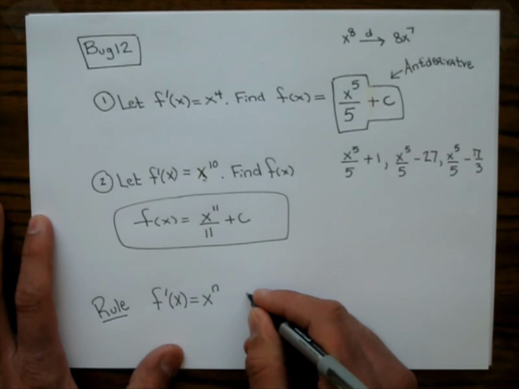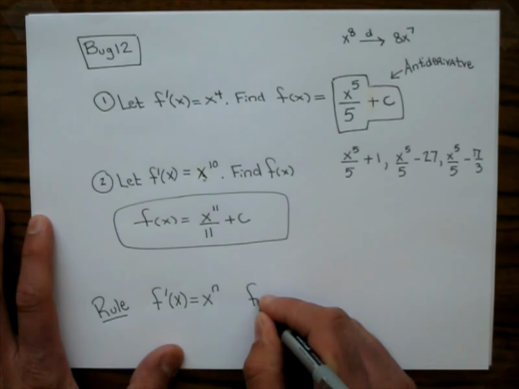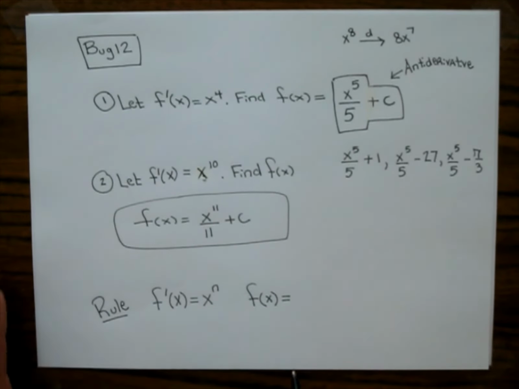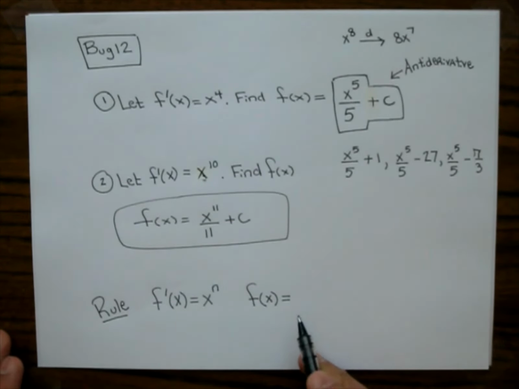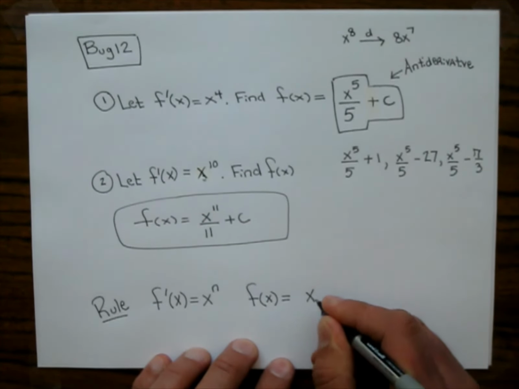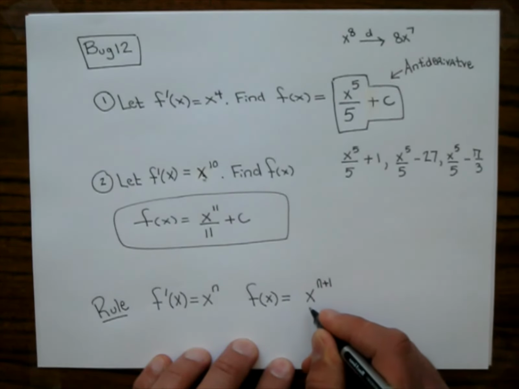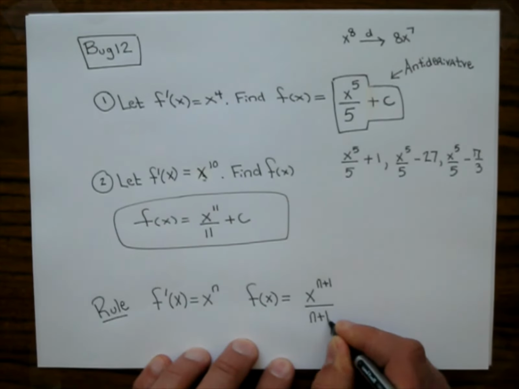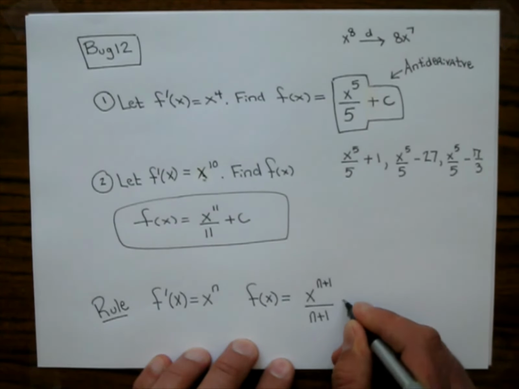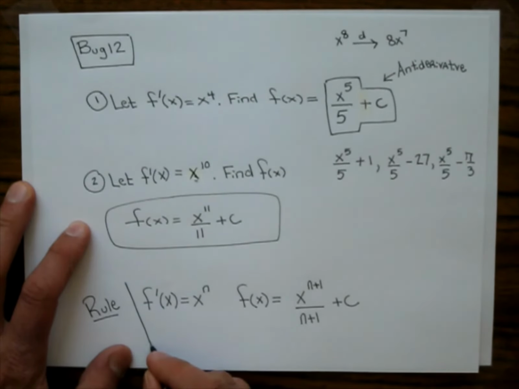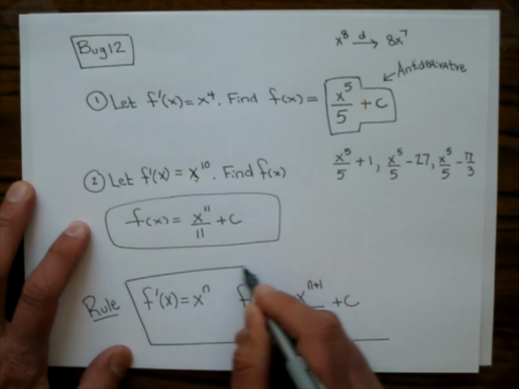We are going to say that the original function, the antiderivative, is going to be... maybe you should pause the video and see if you can write the formula. Okay, it's going to be x to the n plus 1 all over n plus 1, and then we put a plus c.